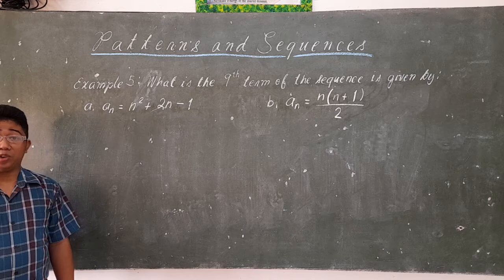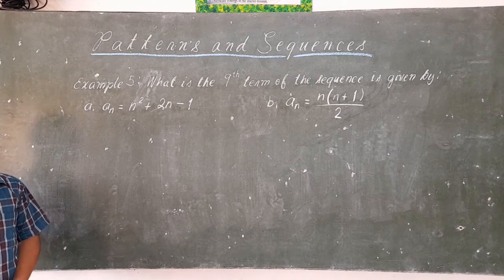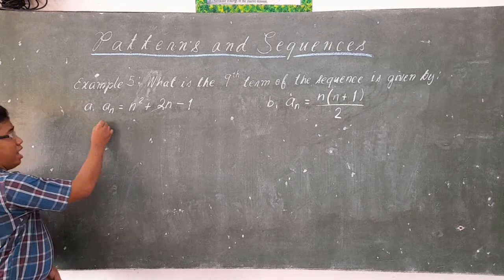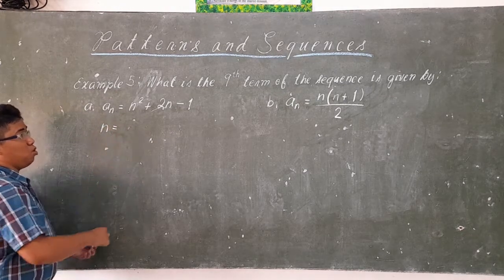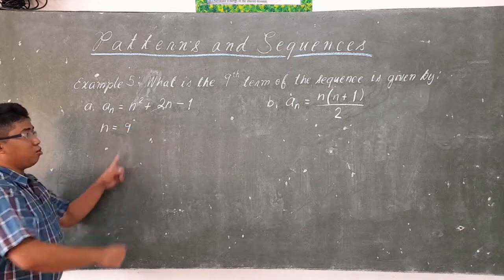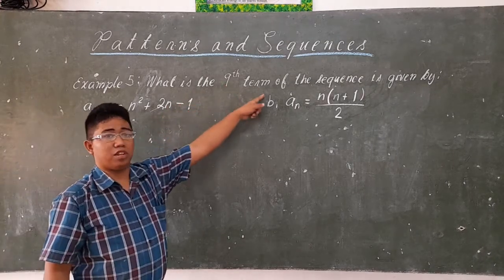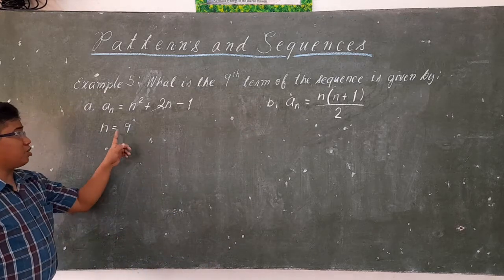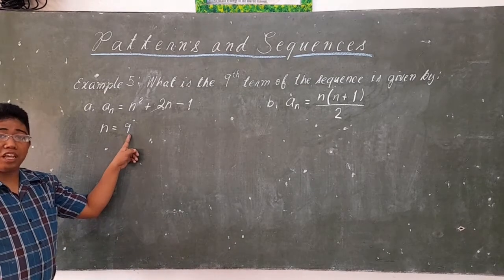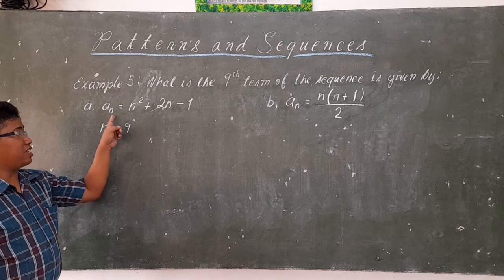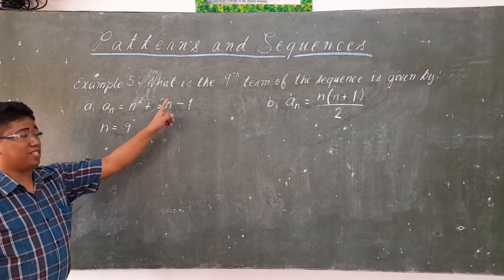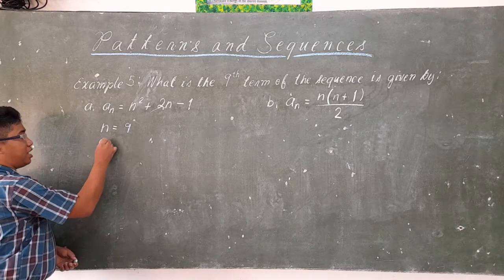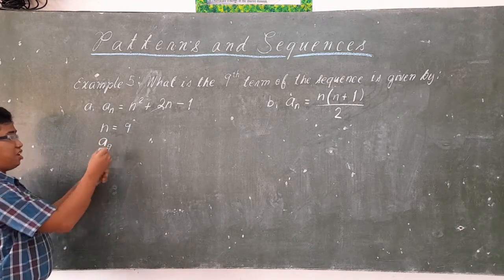Let us start with letter A. Since we need to find the ninth term of the sequence, let n be equal to 9, because we are looking for the ninth term, which represents the nth term of the given sequence. Since n is equal to 9, we substitute into the given formula for letter A, a sub n equals n squared plus 2n minus 1. So a sub n becomes a sub 9.